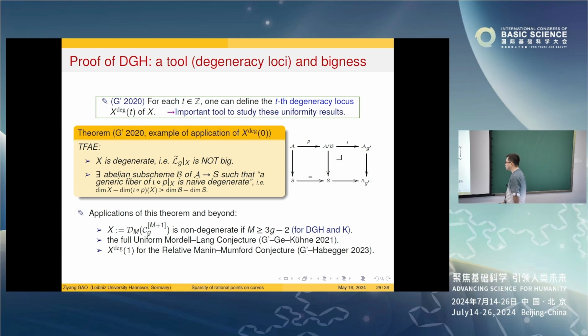And more recently with Habegger, we proved the so-called relative Manin-Mumford conjecture, which is about algebraic torsion points on families of abelian varieties. It basically implies all results on algebraic torsion points on families of abelian varieties. And here we need to go one step further, using some sort of X^1, which is one step further here. Okay, here are some applications.